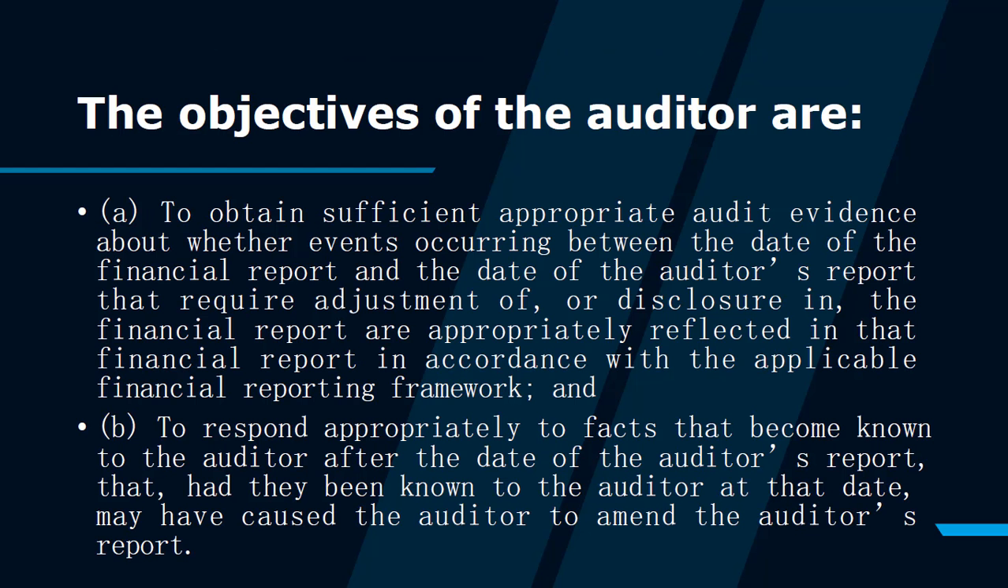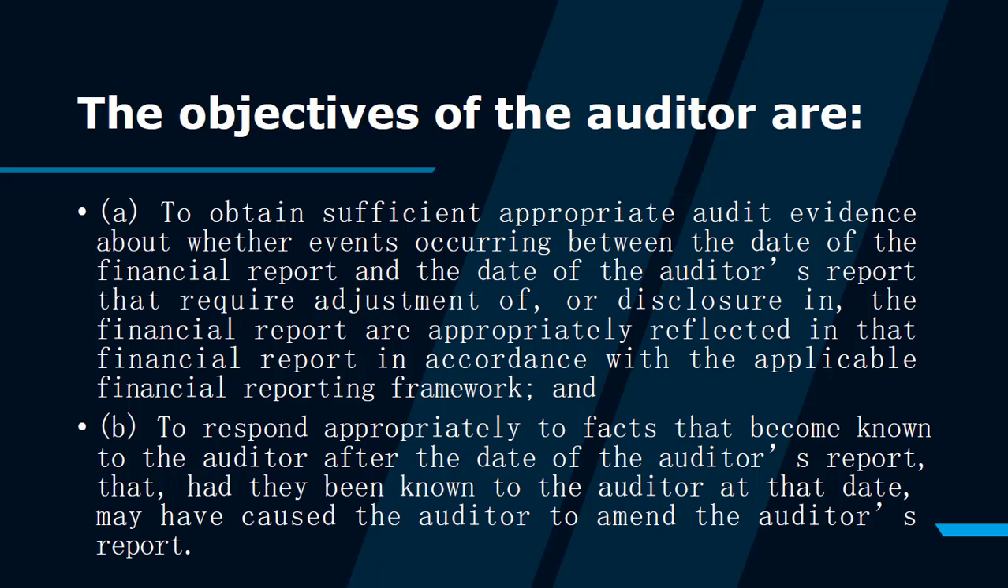So as an auditor, our objectives are to obtain sufficient appropriate audit evidence about whether events occurring between the date of the financial report and the date of the auditor's report that require adjustments of or disclosure in the financial report are appropriately reflected in that financial report in accordance with the applicable financial reporting framework, and to respond appropriately to the facts that become known to the auditor after the date of the auditor's report, that had they become known to the auditor at the date may have caused the auditor to amend the auditor's report.